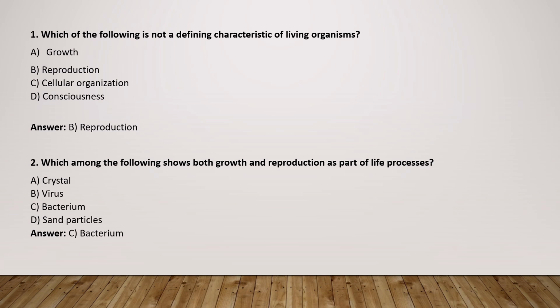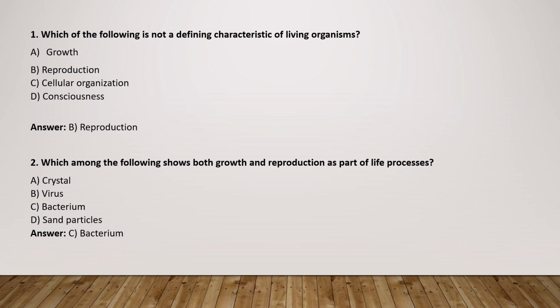Coming to the first question, which of the following is not a defining characteristic of living organism? The right answer is option B, reproduction. While reproduction is a common feature of living organisms, it is not a defining feature because there are exceptions. For example, mules, the sterile workers in honeybees. The defining feature means it must apply to all living organisms without exception. That is why here the answer is option B, reproduction.